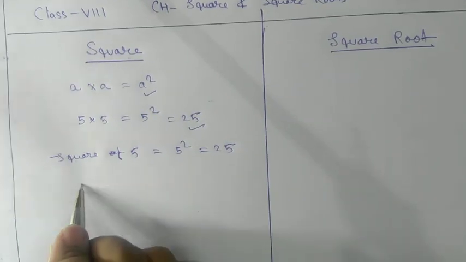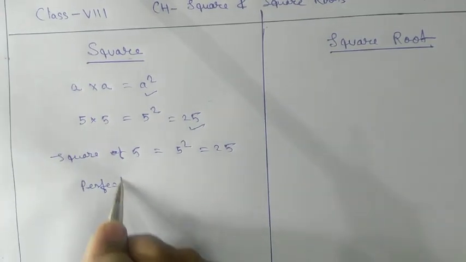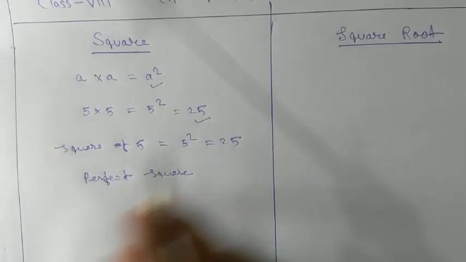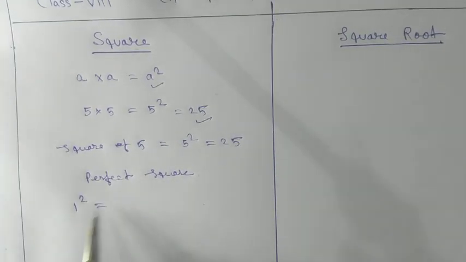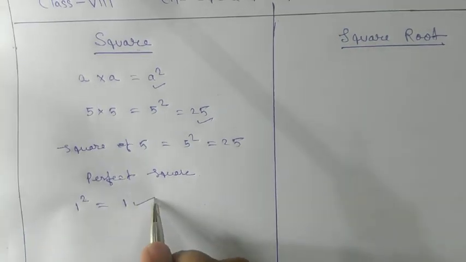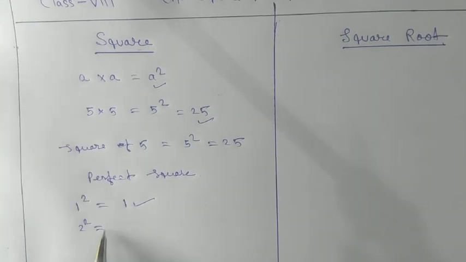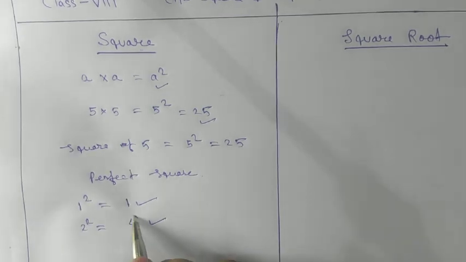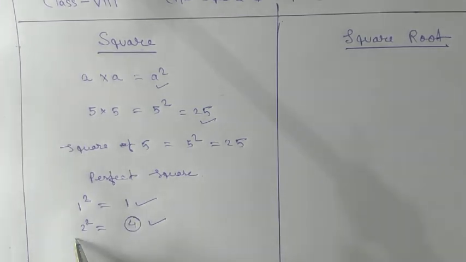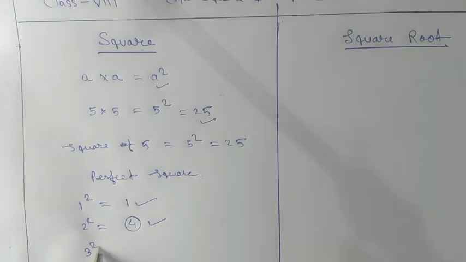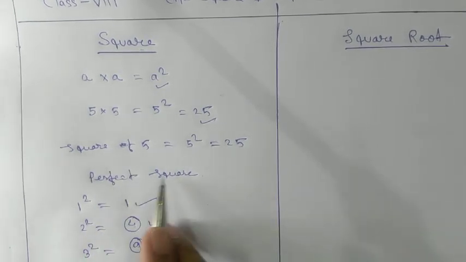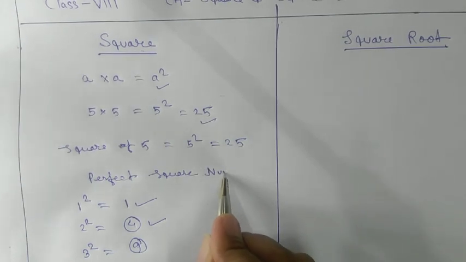So what is the meaning of perfect square? Like 1 square equals 1, this is your perfect square. 2 square equals 4, this is your perfect square. Which one? 4 is the perfect square, not 2. Okay. 3 square means 9, so 9 is your perfect square number.